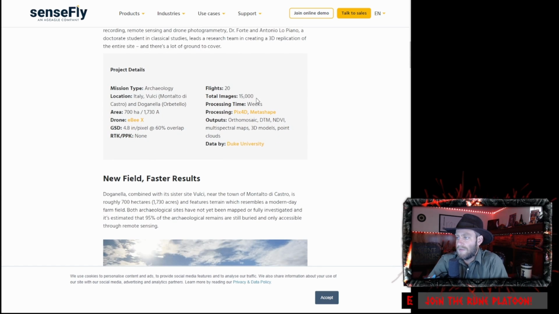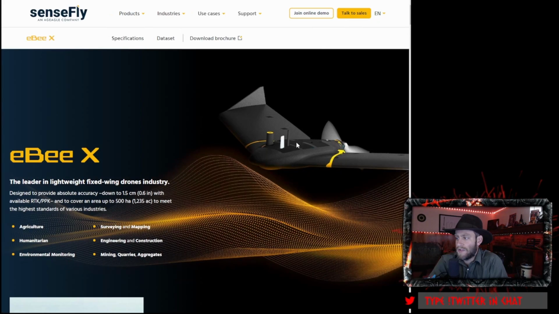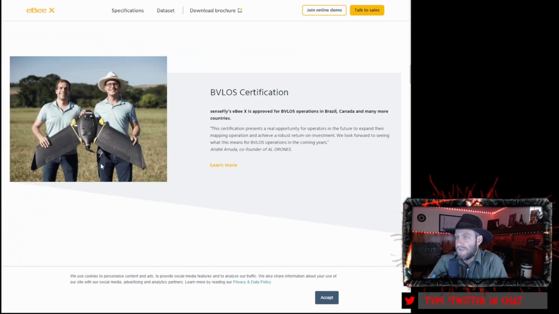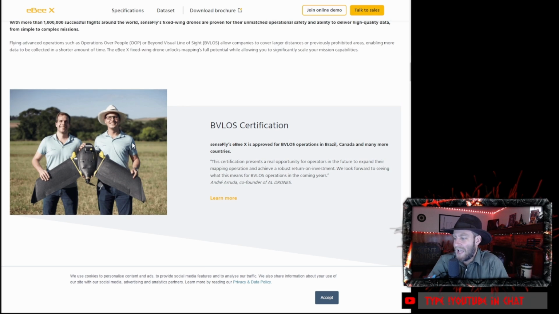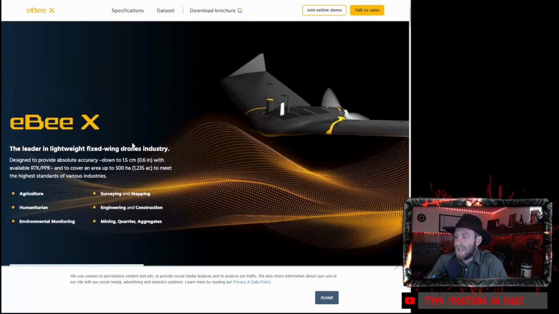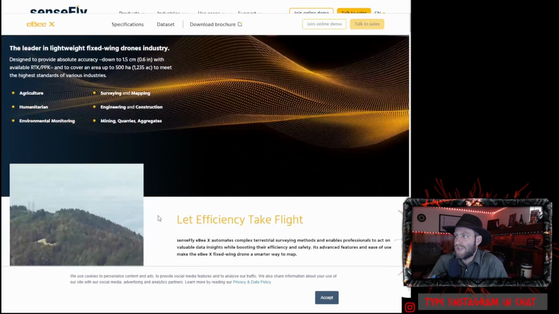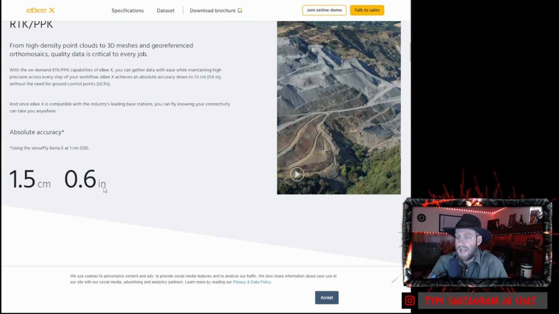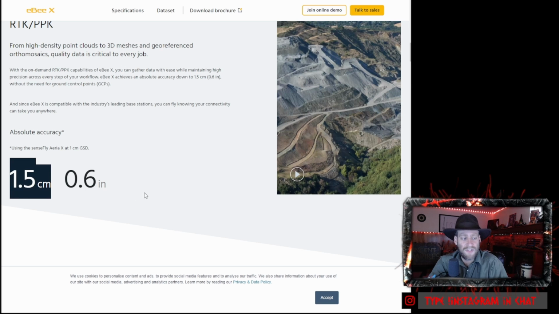So they took a total of 15,000 images over 20 flights within an area that was roughly 1,730 acres. Right? The drone that they used was the EBX, which, for context, there's a picture of it in the thing, but it looks like this. It looks like a freaking stealth fighter. It's a really neat drone. But it's absolutely one of the more scientifically inclined drones, which you need to have because it has its accuracy down to 1.5 centimeters, which is insane.